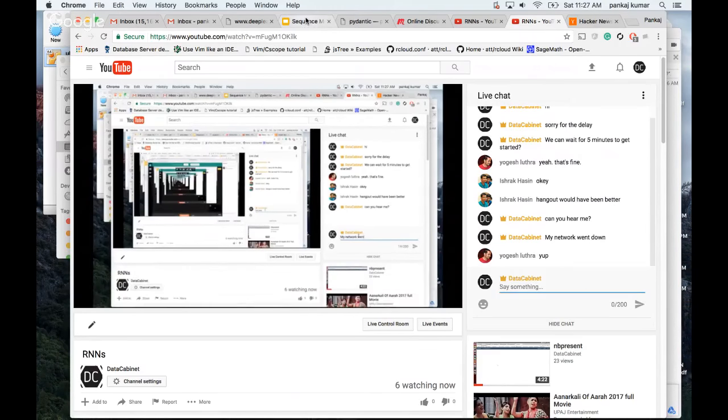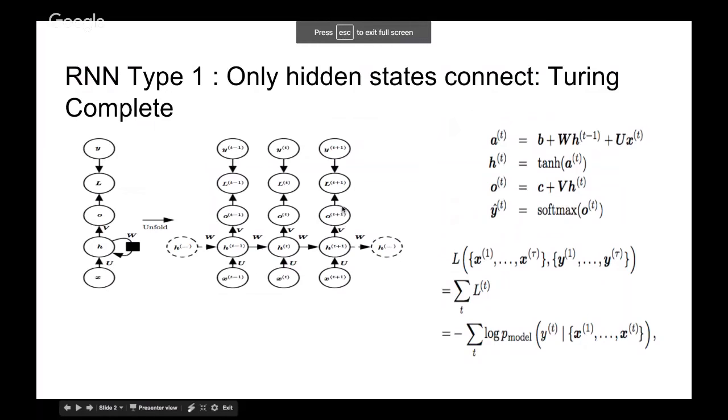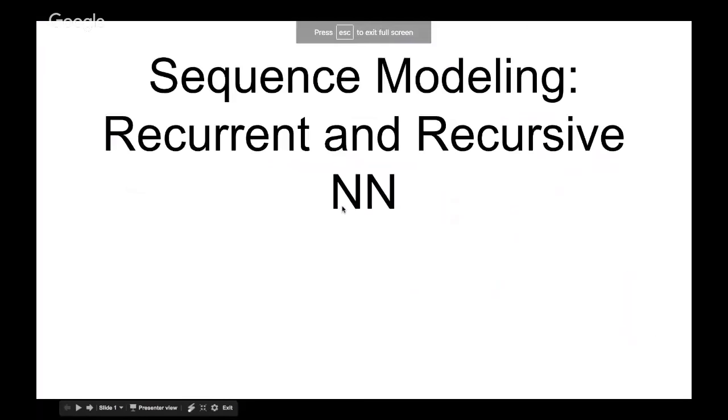Okay, cool. Let's get started then. So today we are going to talk about sequence modeling, recurrent and recursive neural networks.